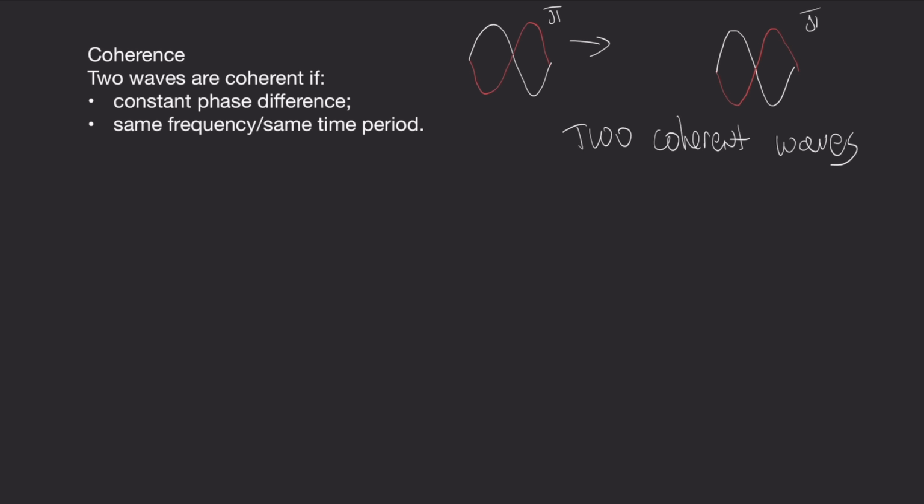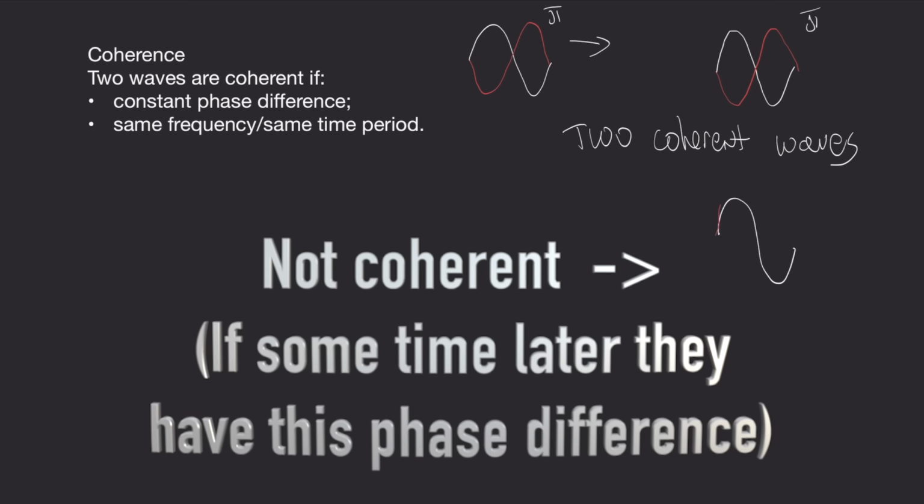If, for instance, we looked at it and then suddenly they were in phase, like so, then this here would be an example of non-coherence because their phase difference changed from pi to, let's say, 2 pi radians, etc.